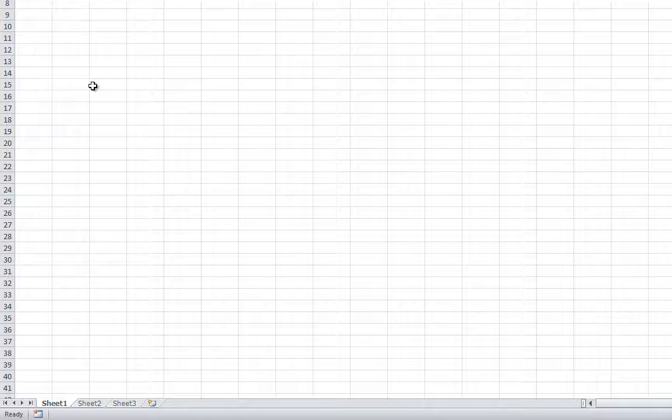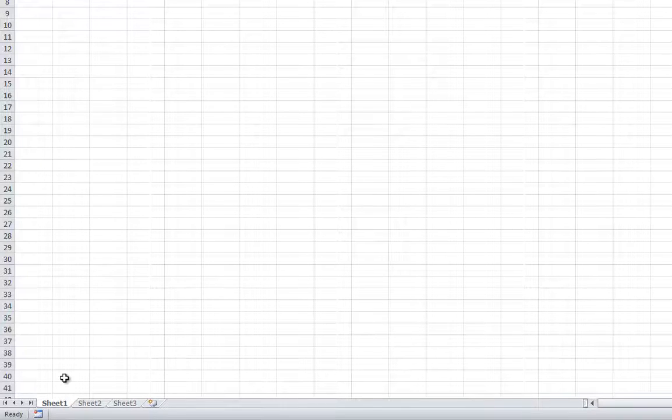Okay, you can see them at the bottom as Sheet 1, Sheet 2, and Sheet 3.